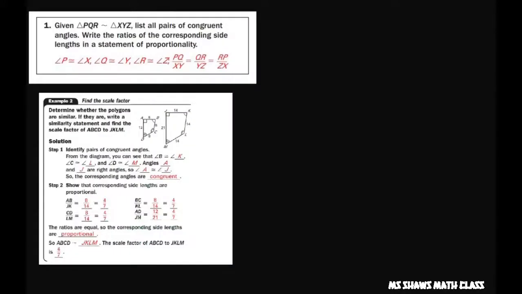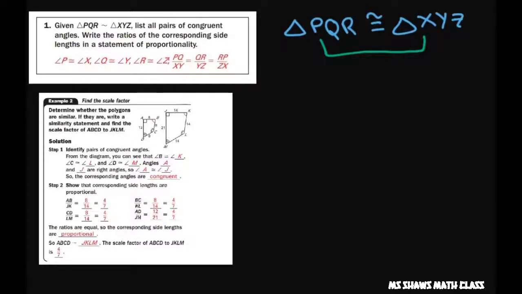All right. So basically, given that we have two similar triangles, list the pair of congruent angles. So let's do that. I'm going to write it: triangle PQR is similar to triangle XYZ. So that means these two angles are congruent. They have them written there, so I'm just going to mark it here. Angle Q is congruent to angle Y, and angle R is congruent to angle Z. These have to go in order.